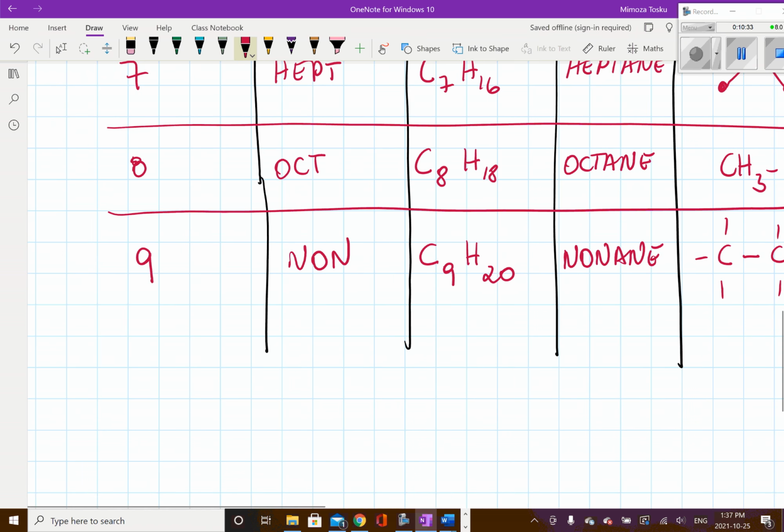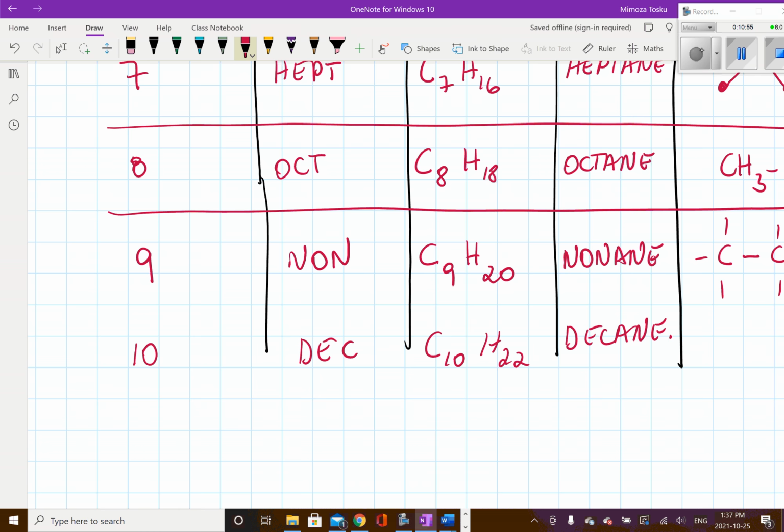Okay, and the last one is 10. For 10 the stem is dec, so C10H22, and it is decane. And you get now what is the structure.